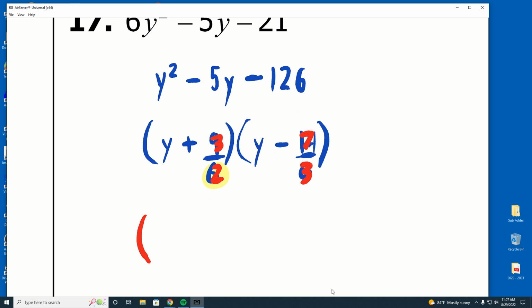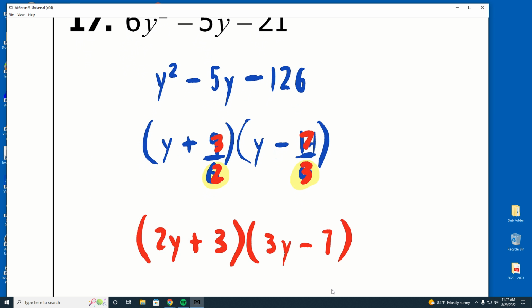where's that 2 go? 2y plus 3. And then what about that 3? 3y minus 7. And its factor. Okay? So if it completely is gone, that's great. If not, you simplify it, and those are your factors. And that's how you do the over-under method of factoring.